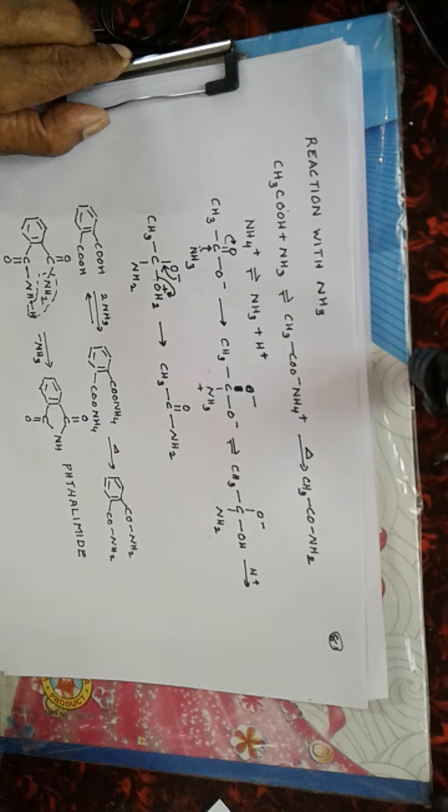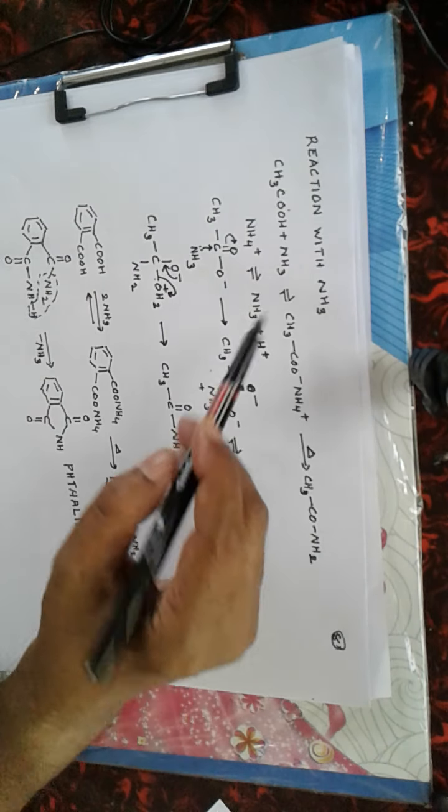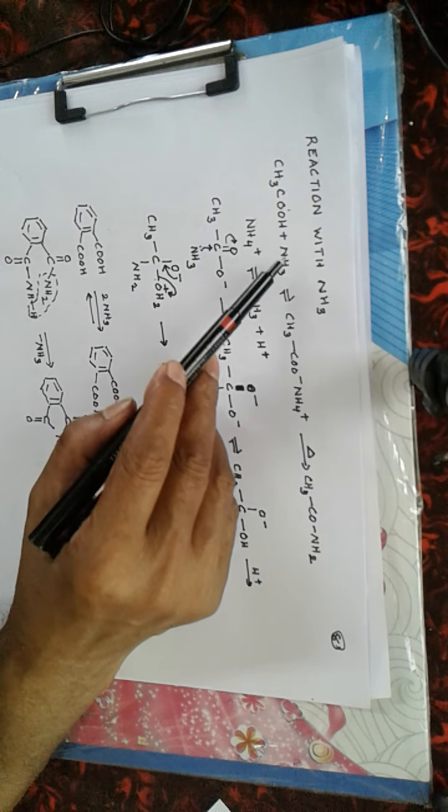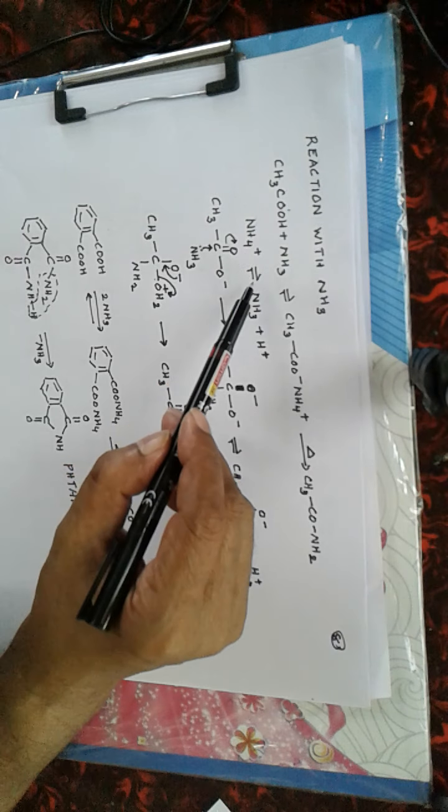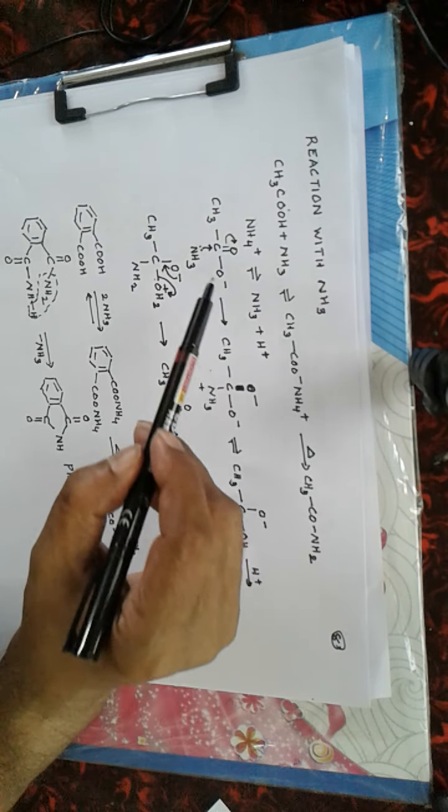Now, reaction with ammonia: we get the ammonium salt because ammonia is a base. So H positive from the acid is absorbed by ammonia to give the ammonium ion, and this on heating gives the amide. Now the ammonium ion is in equilibrium with ammonia and H positive.